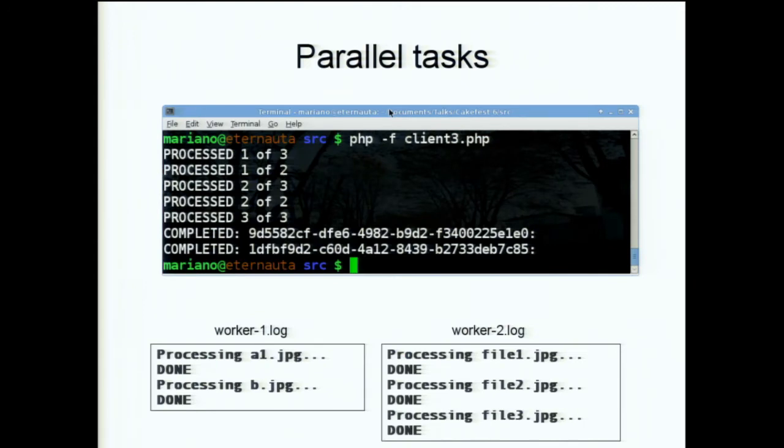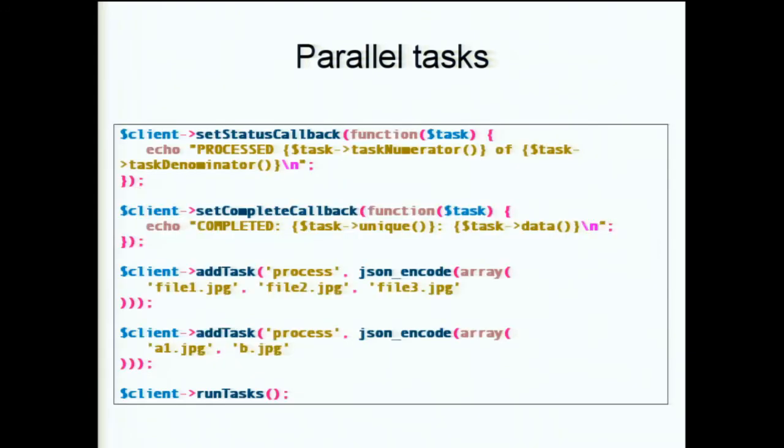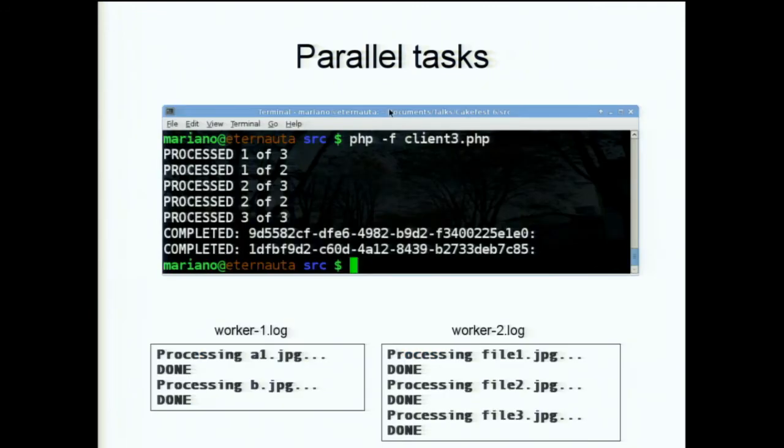So if I run it from the command line, I start getting reports from the status callbacks saying process 1 of 3, 2 of 3, 3 of 3. And if you notice these, there are two different batches that we had, 3 files, 2 files. So I get process 1 of 2, 2 of 2. This is the second batch, and this is the first batch. There's no guarantee in the order that it gets executed. That's why it's totally parallel. And then I get reported that both tasks got finished.